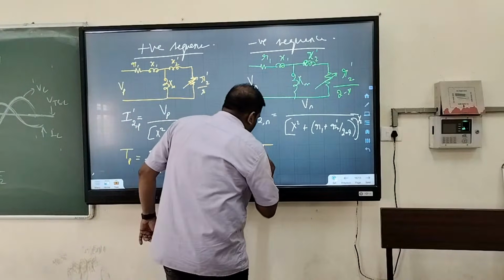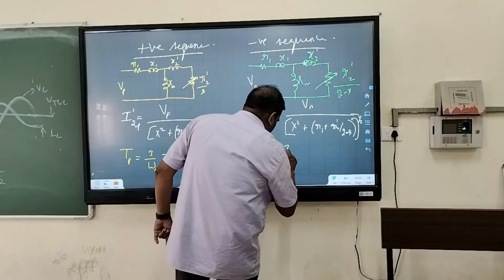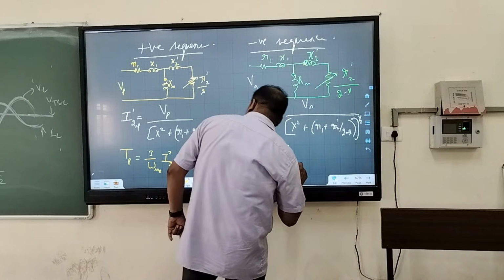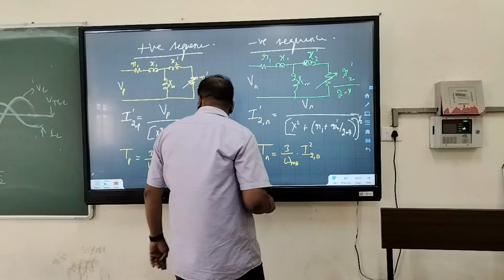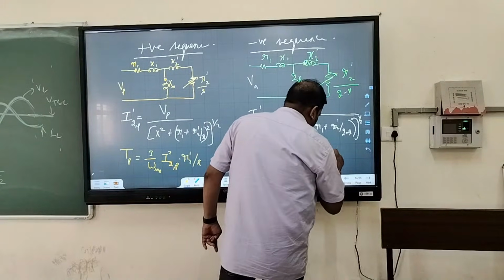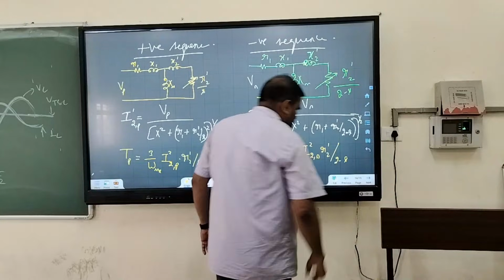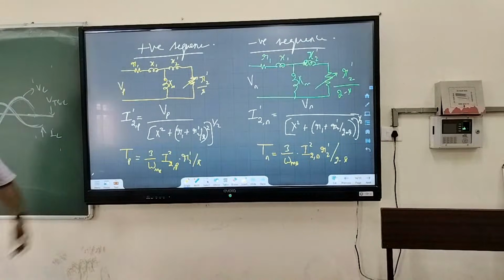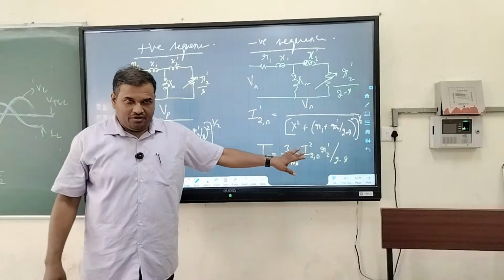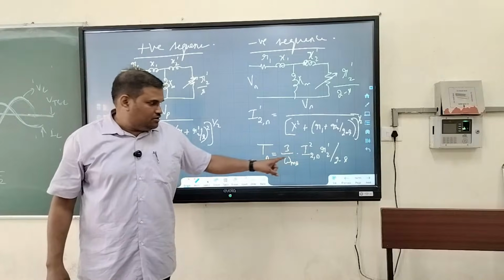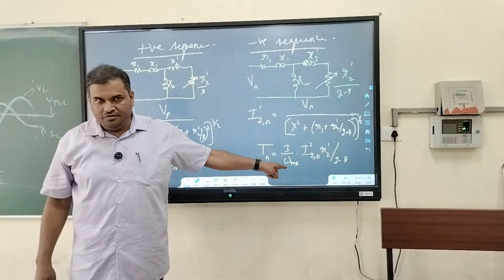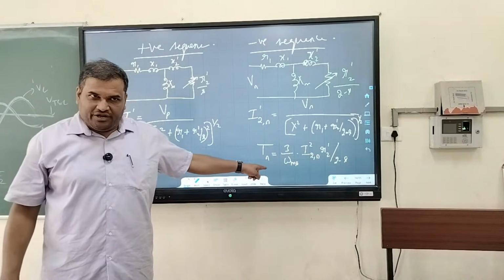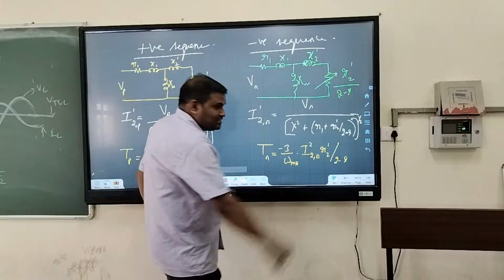What is the torque during negative sequence? 3 by omega_s, I2n square, R2 dash by 2 minus S. Can I write like this? So that means we have a positive torque and negative torque. In negative torque, synchronous speed is negative. So if you have a minus sign over there, you will get a negative answer.